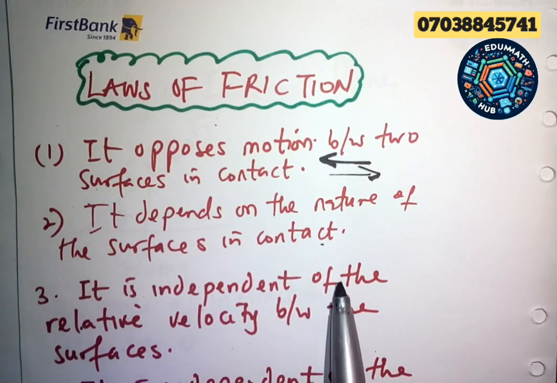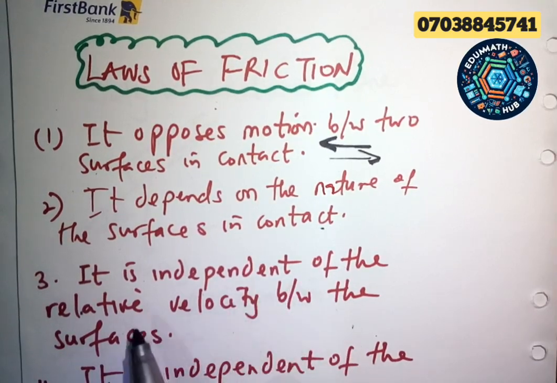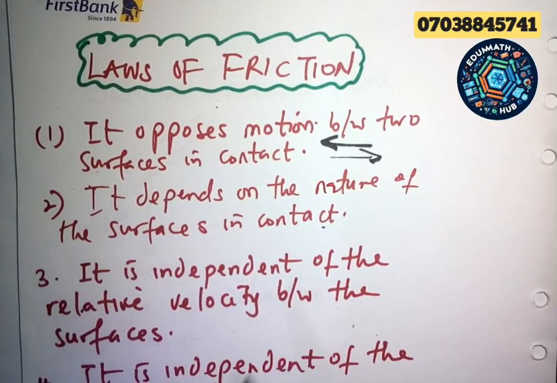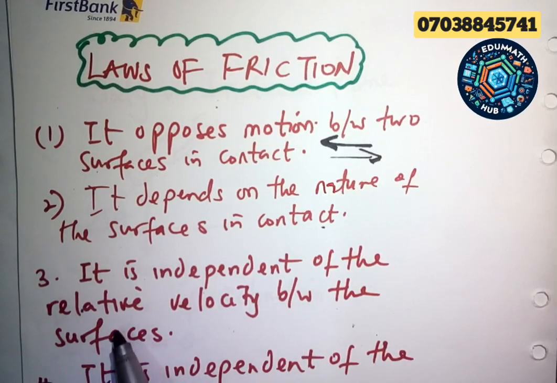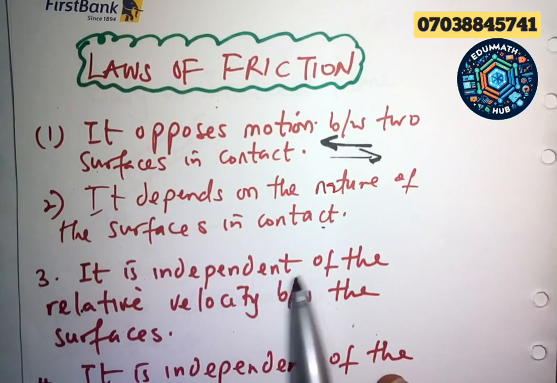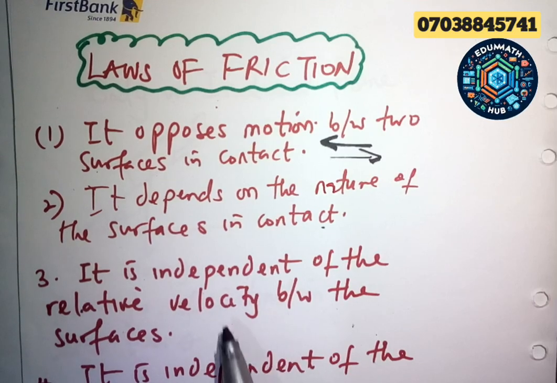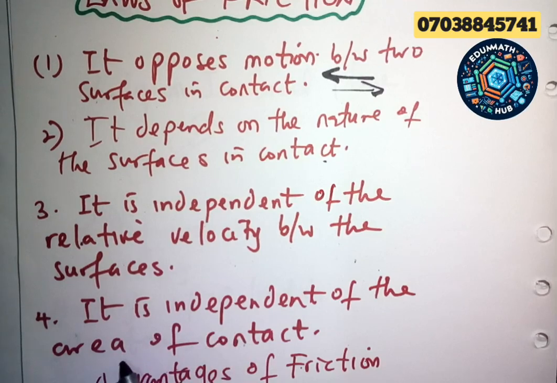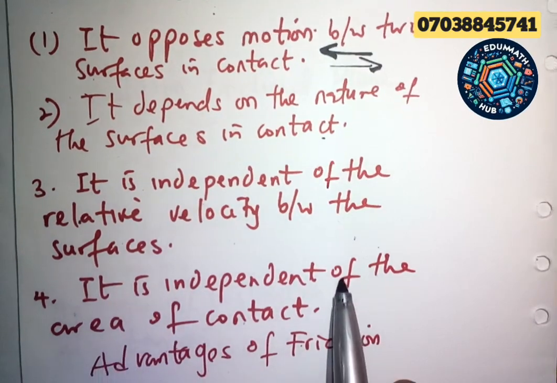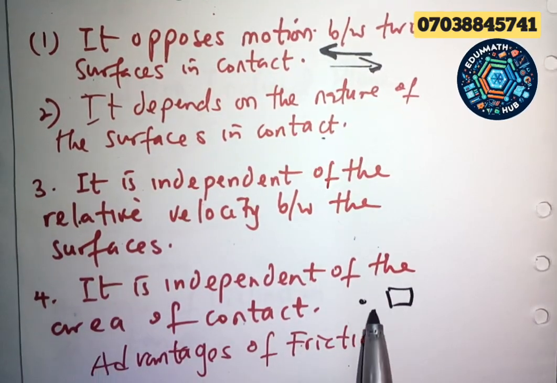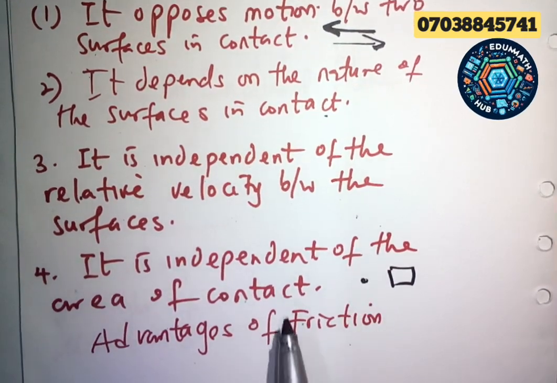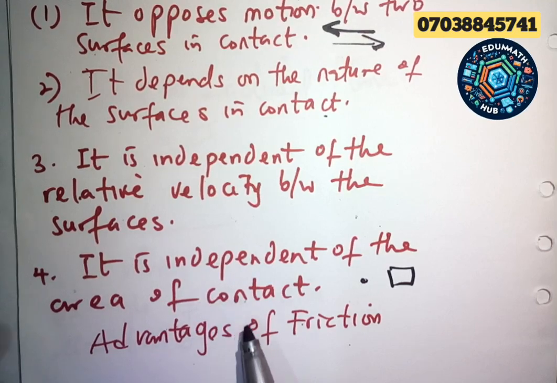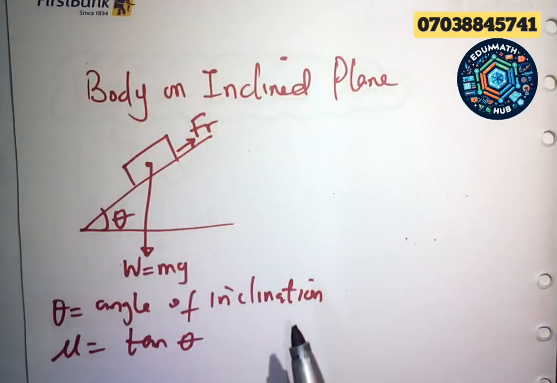Friction is independent of the relative velocity between the two surfaces. Whether the surfaces are moving or not doesn't have any effect on the friction. The velocity of the surfaces does not affect friction. Next, friction is independent of the area of contact. Whether the area of contact is small like this or big like this, it does not affect the friction. Friction is still there. Friction is independent of the area of surfaces in contact.